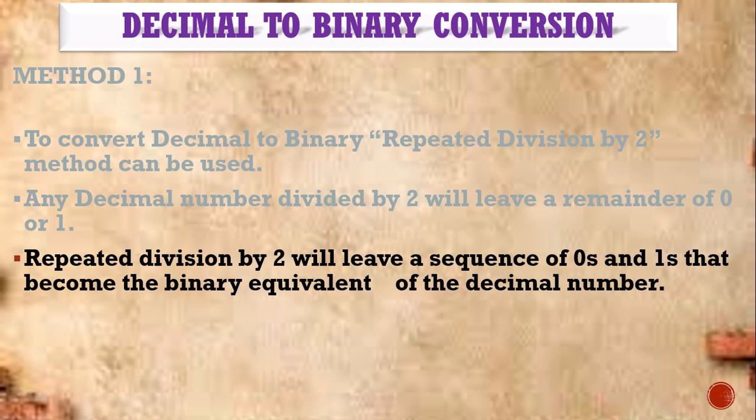So repeated division by 2 will leave the sequence of zeros and ones that become the binary equivalent of the decimal number. So ஒவ்வொரு முறை நம்ம அந்த decimal value 2 ஆல divide பண்ணும்போது either we will get a 0 or 1. So அந்த 0 or 1 எல்லாமே நமக்கு என்ன value ஆ வரும்? Binary value ஆ வரும்.